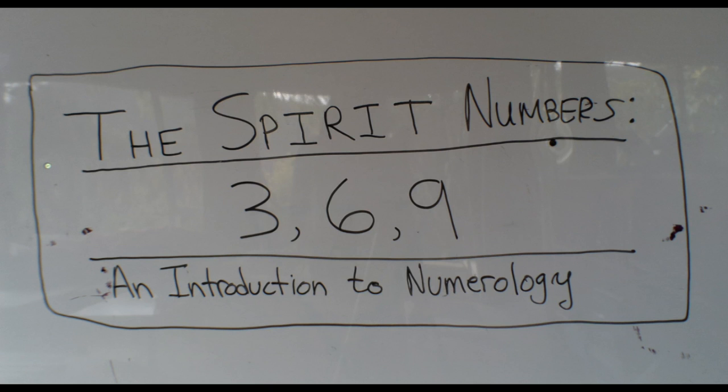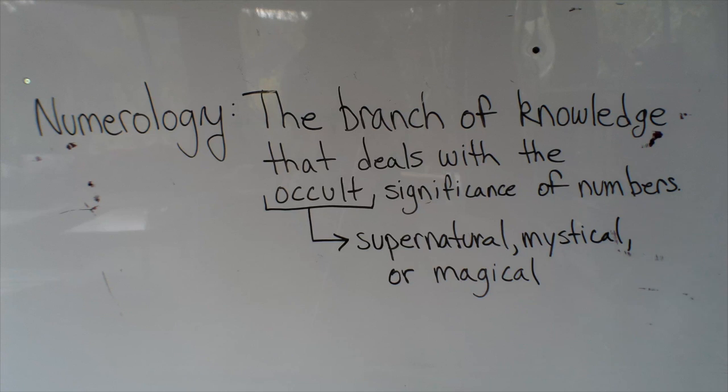The spirit numbers 3, 6, and 9. An introduction to numerology. Numerology, the branch of knowledge that deals with the occult significance of numbers. The word occult means supernatural, mystical, or magical.